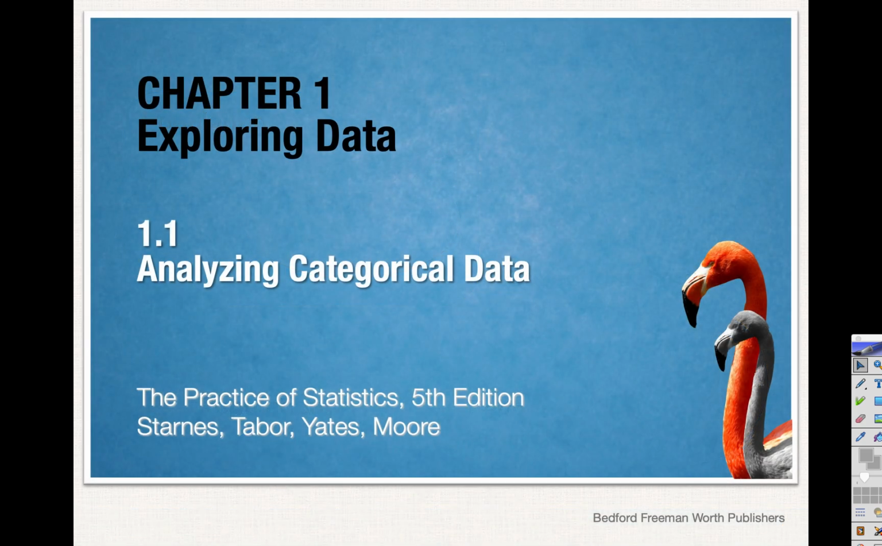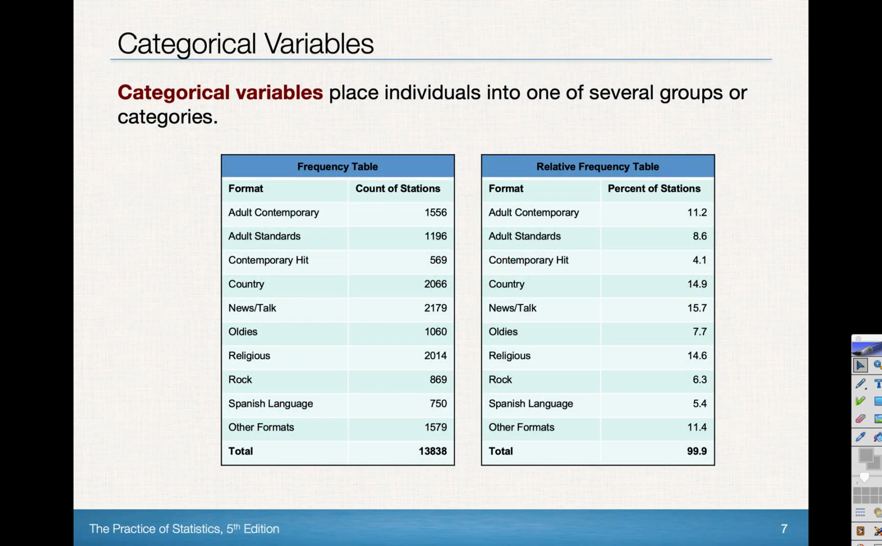Okay. Starting with our first type of variable, categorical variable and categorical data. What is categorical data? Well, categorical variables place individuals into one of several groups or categories. Here is an example of type of music and the number of stations that play this type of music. Okay, so we have country, news, talk, oldies, things like that, and these are the counts.